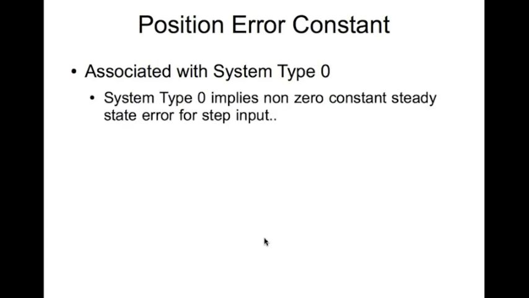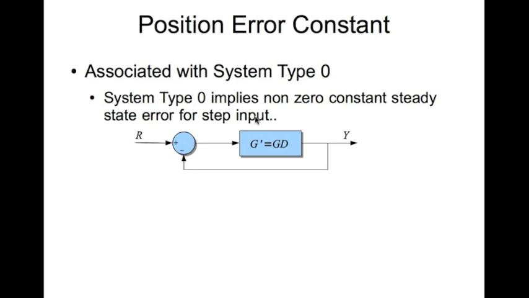Position error constant is associated with system type 0. System type 0 implies a non-zero constant steady state error for step input. So let's do that. What I have done here is just multiply the transfer function of the plant and controller to get the single transfer function g dash, and that is in unity feedback. We get an expression for error like so.